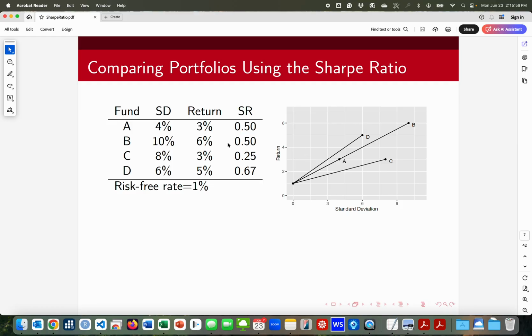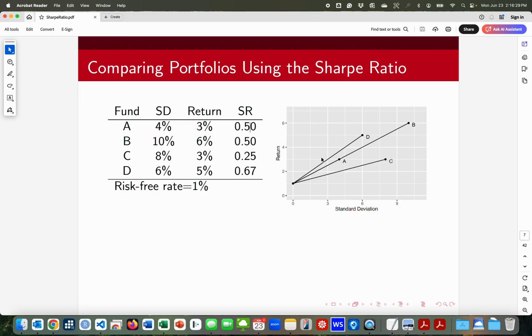But let's think about how we actually calculate the Sharpe ratio. Again, we're assuming the risk-free rate is 1%. So if we take the return of 3% and we subtract the risk-free rate, that risk premium would be 2%. 2% divided by 4% gives us this 0.5. So the 2 divided by 4 is the 0.5. And notice that A and B, even though they have different returns and different standard deviations, they have the same Sharpe ratio. So an investor would be indifferent between A and B.